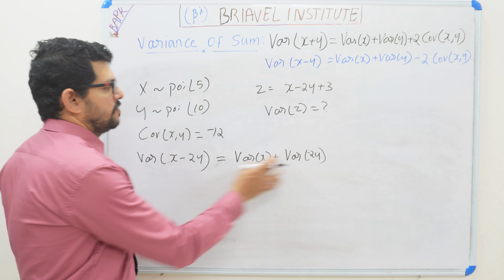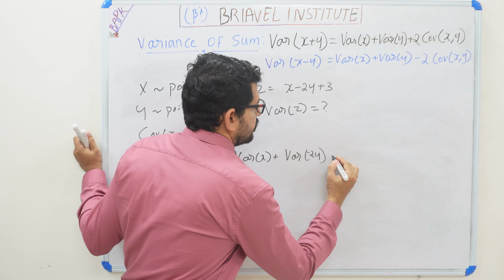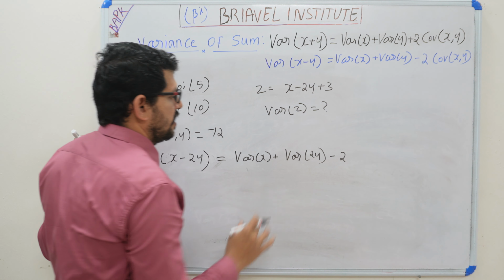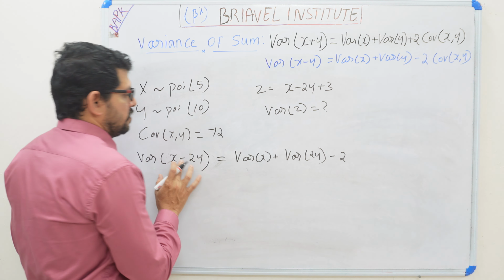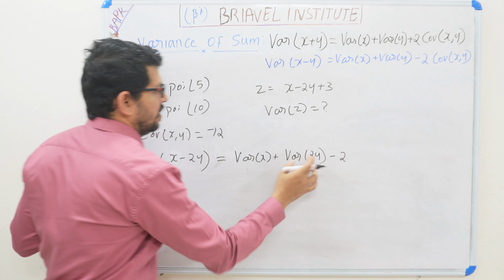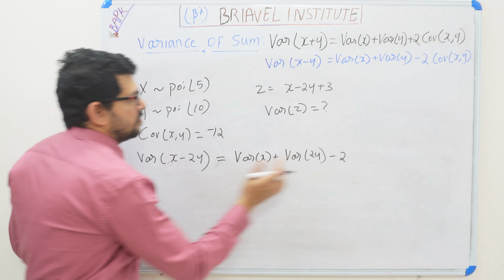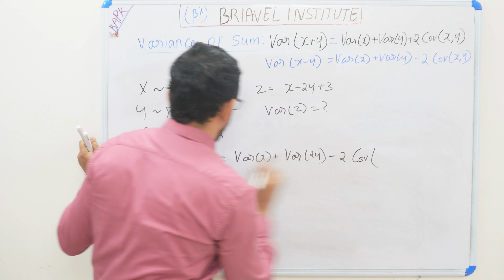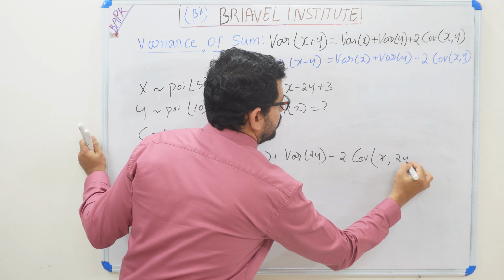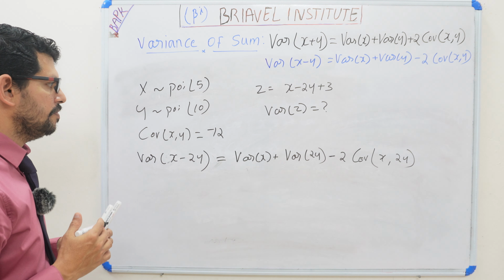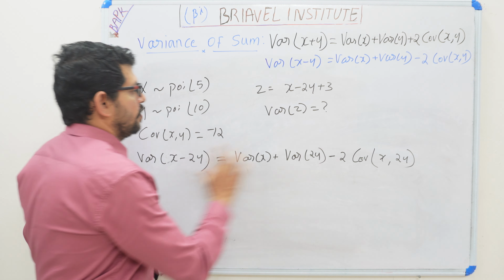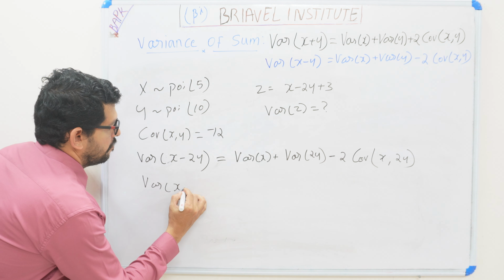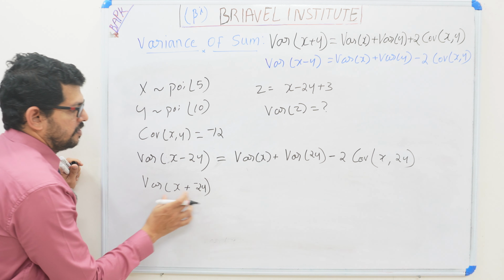Variance of minus 2Y, and minus 2 times covariance of X comma 2Y. The minus is already taken here, so we take X and 2Y only. So we can write this as the variance of X plus minus 2Y. This is one method.